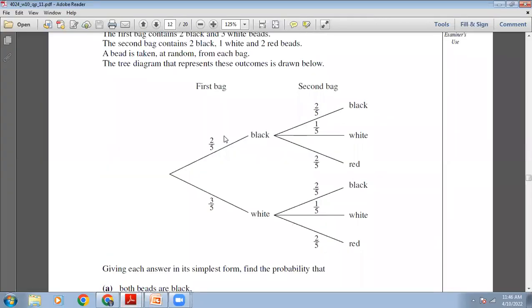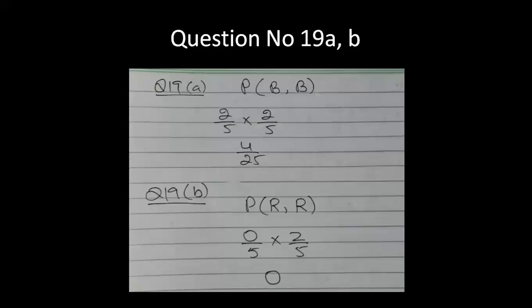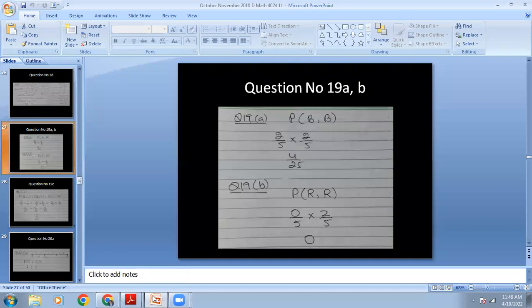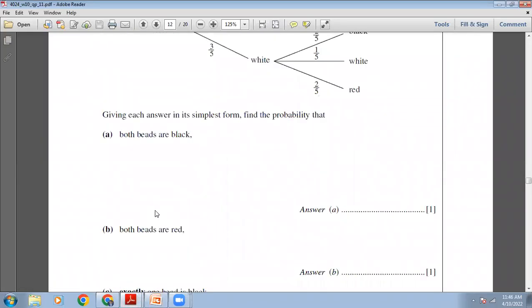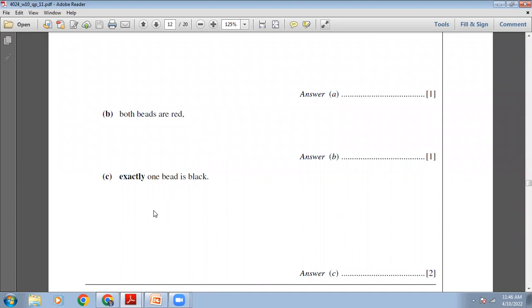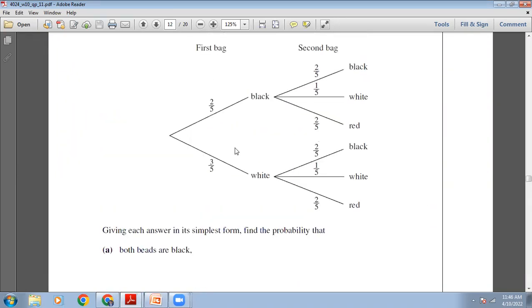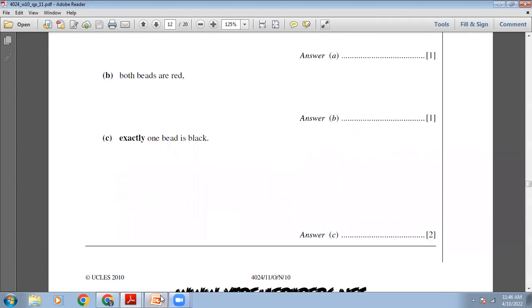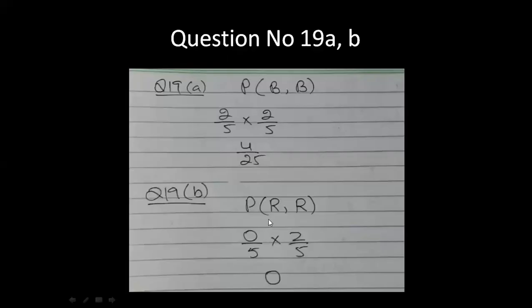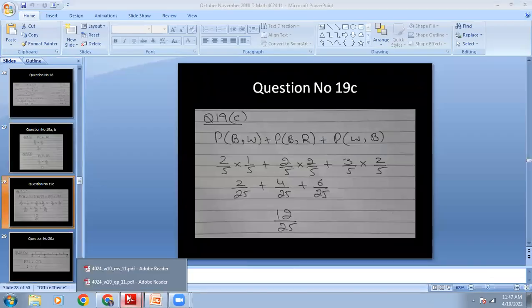Black. So these two will multiply with each other. So 2 by 5 multiply 2 by 5. So it will be 4 by 25. Then their question is, both beads are red. So basically we are looking for the red, red. In the first bag there is no red, so red, red is not possible. So its probability will be 0. So probability of getting the red, red will be 0 by 5 multiplied 2 by 5, and that will be 0.